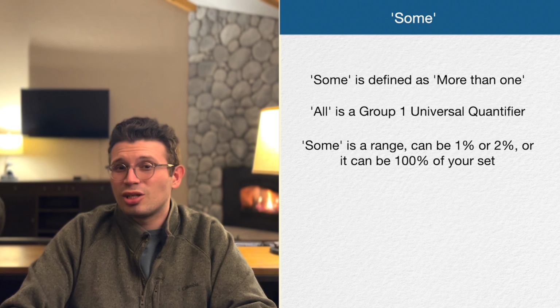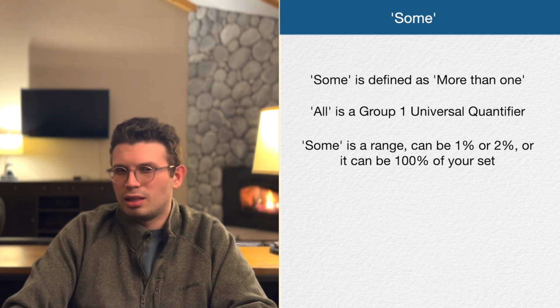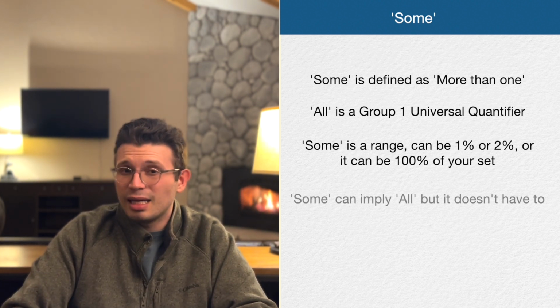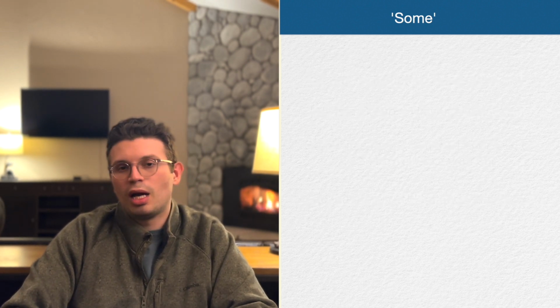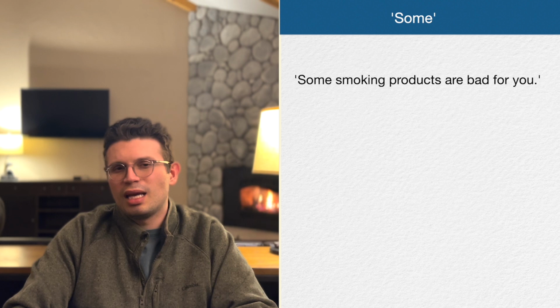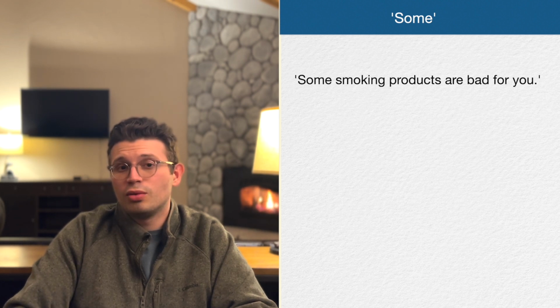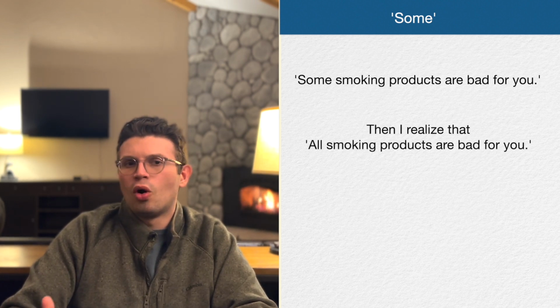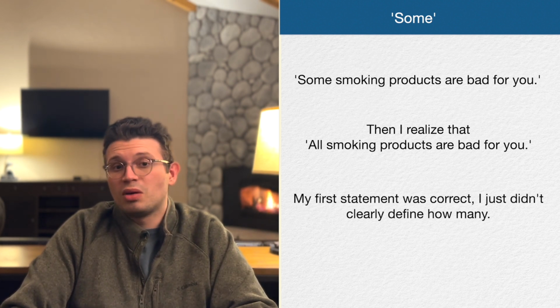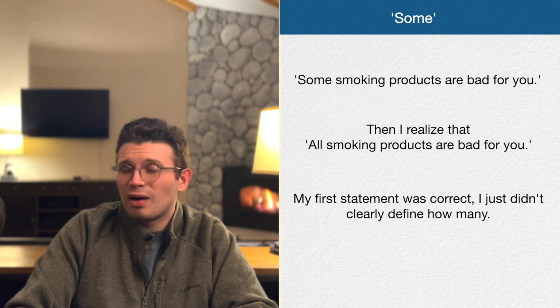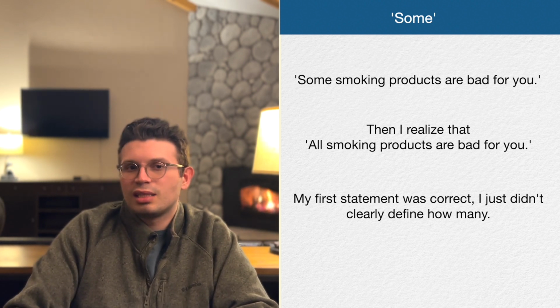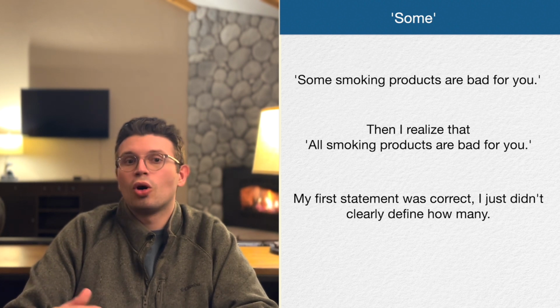But that second thing I just said, I think, is where a lot of students fail with existential quantifiers. Some can imply all. It just doesn't have to. Let me give you an example on how some can imply all. If I have a statement saying some smoking products are bad for you, but then later on I realize that all smoking products are bad for you, then my first statement wasn't technically wrong. I was correct to say initially that some smoking products are bad. I just didn't clearly define how many. I said that because I didn't have the evidence yet to conclude that all were bad.